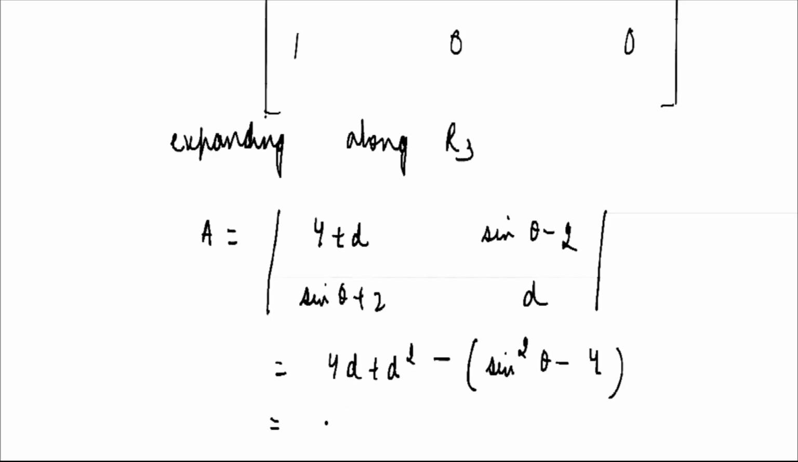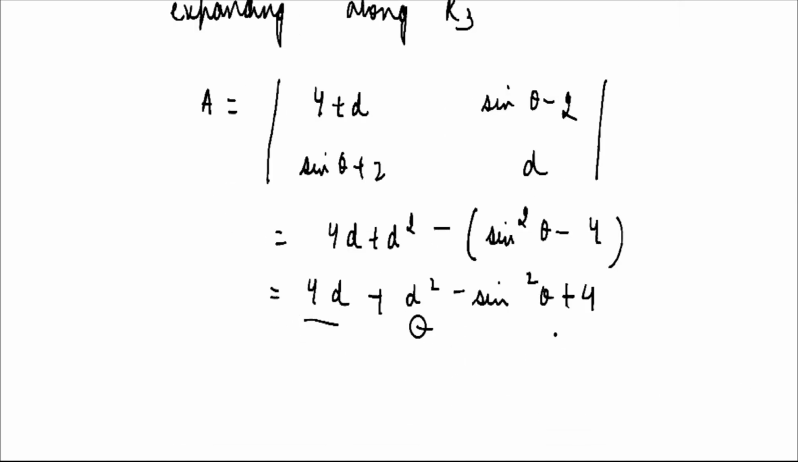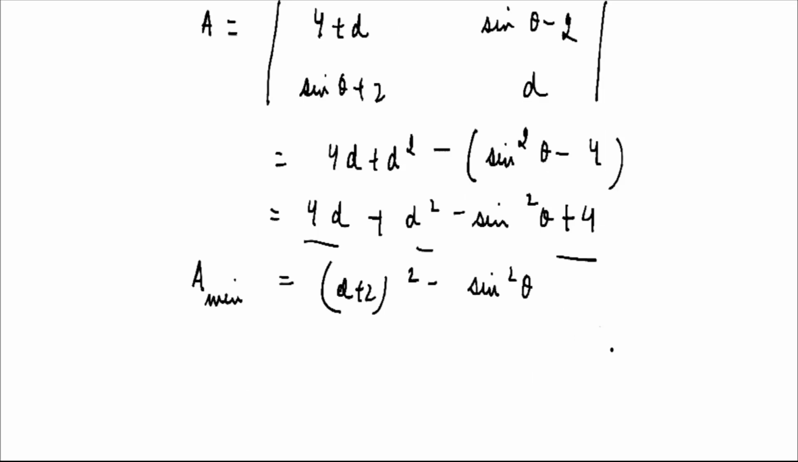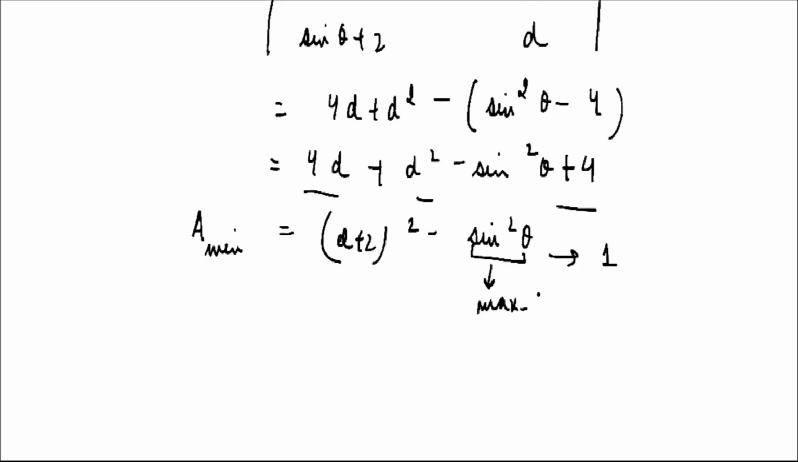Opening it, I get 4D plus D square minus sine square theta plus 4. So this is basically D plus 2 whole square minus sine square theta. Now A minimum we are given in the question. So A would be minimum only if this value would be maximum. And we know that maximum value of sine square theta can be 1. It can't be beyond that.